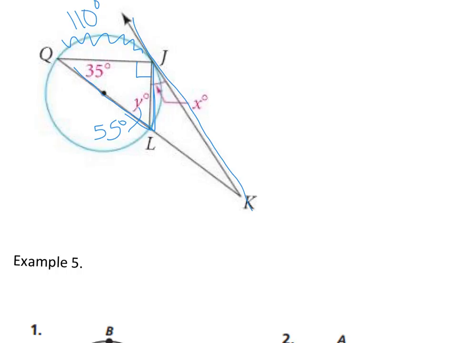So now you have this diameter, 110 plus this has to equal 180. So look for semicircles, look for ones that add up to 180. So this angle has to be 70 right here. Or this arc has to be 70 degrees. So therefore this angle has to be half of that. It's 35 degrees.